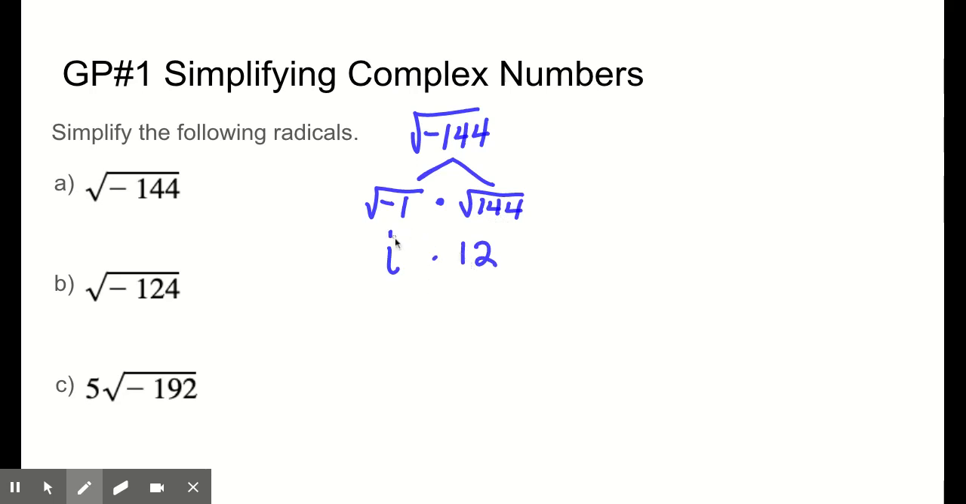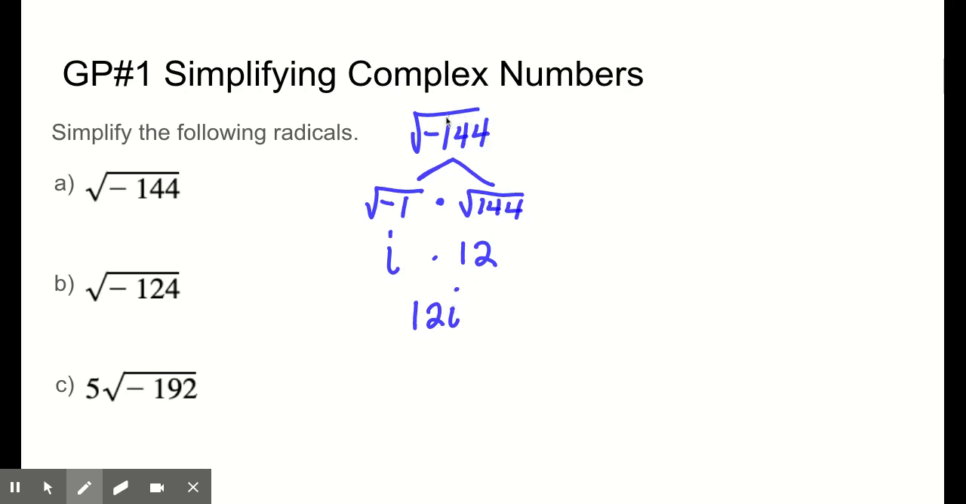Now, whenever you have i as part of your answer, it's always going to appear directly after the whole number coefficient. So the answer here is simply going to be 12i. Now, I will always put a curl on my i just so it doesn't get mixed up with ones. I encourage you guys to do the same thing. For this one, again, our answer is 12i.